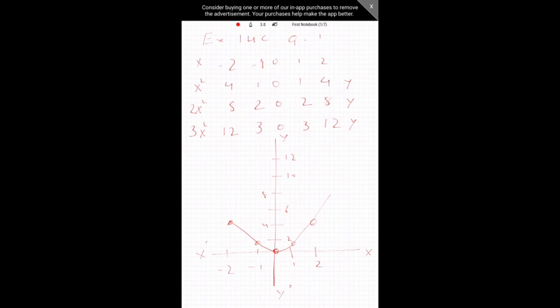Now for 2x square, minus 2 and 8, that will be the point. Sorry, minus 1 and 2, that will be the point. Then 0, 0, then 1, 2, then 2 and 8. These points you can join.